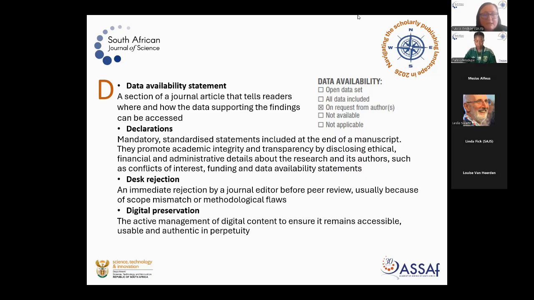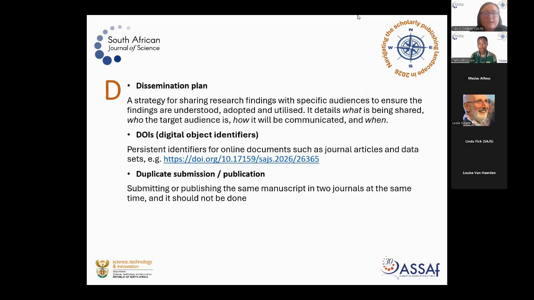Desk rejection is an immediate rejection by a journal editor before peer review, usually because of scope mismatch or methodological flaws in the paper. Digital preservation is the active management of digital content to ensure it remains accessible, usable, and authentic in perpetuity. A dissemination plan is a strategy that you decide on early on in your study for sharing your research findings with specific audiences to ensure that your findings are understood, adopted, and utilized by those audiences. It details what is being shared, with who, how, and when.